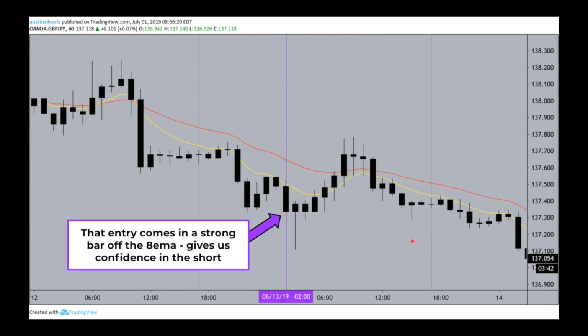2-to-1 was no problem. Here, again, on the 1-hour chart, I want to show you that entry comes in this strong bar off the 8 EMA. And notice, it shifted down the day before, creating the short bias, confirming the short bias, so you're only looking to take it short. And when you're coming off the 8 there, that's a great entry signal for us.